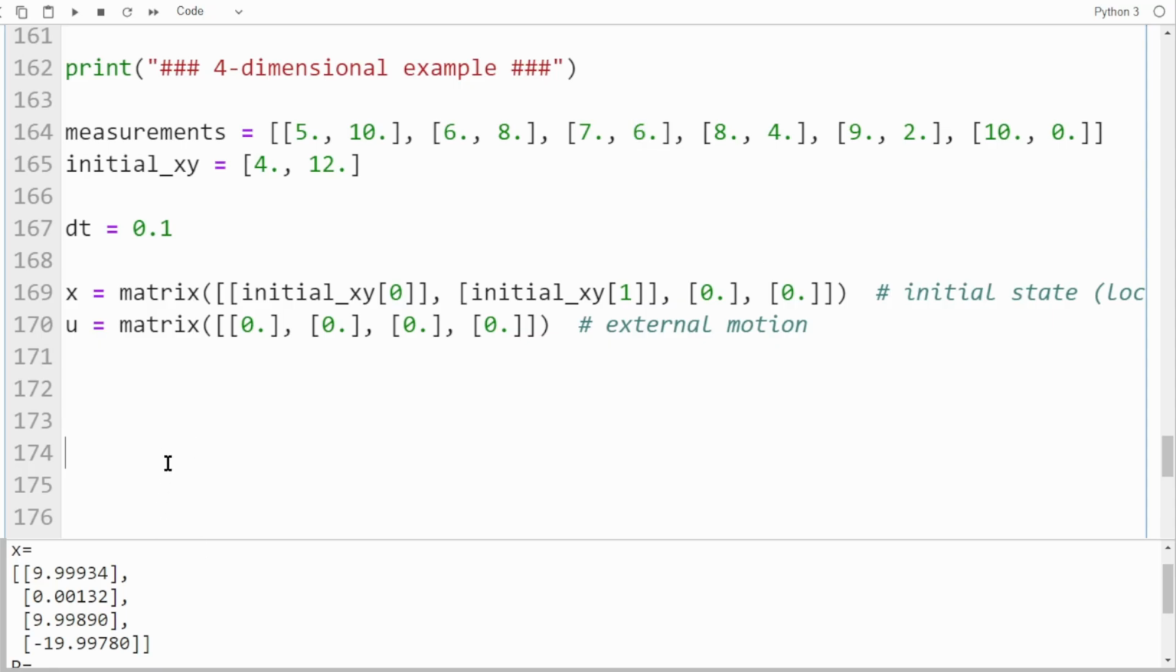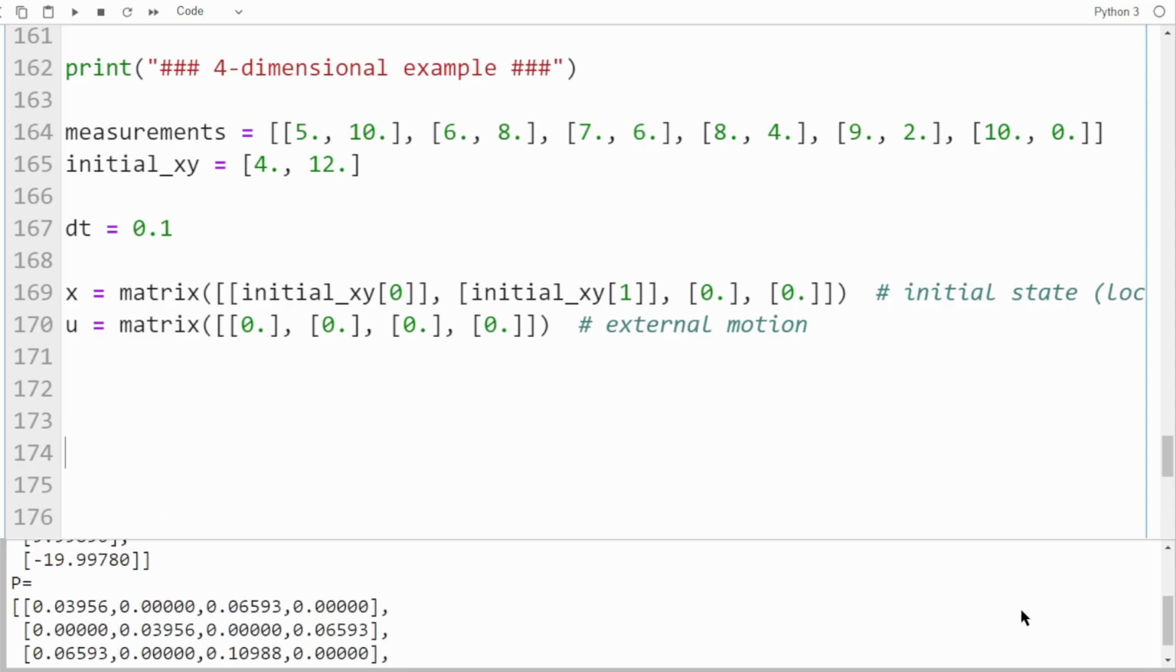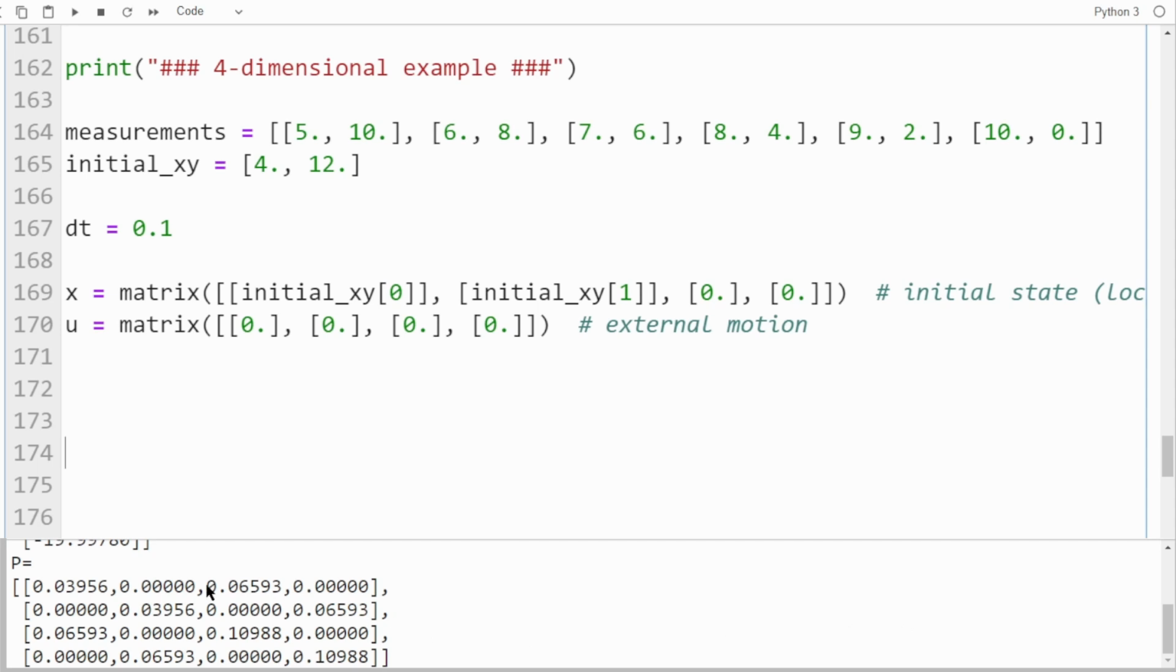I also want you to output the covariance matrix, which has certain elements that are still 0, like these guys over here. But we find that along the main diagonal, our uncertainty has shrunk substantially. It's 0.03 for the coordinate estimates and 0.1 for the velocity estimates. Remember, this number over here was 1,000 before.